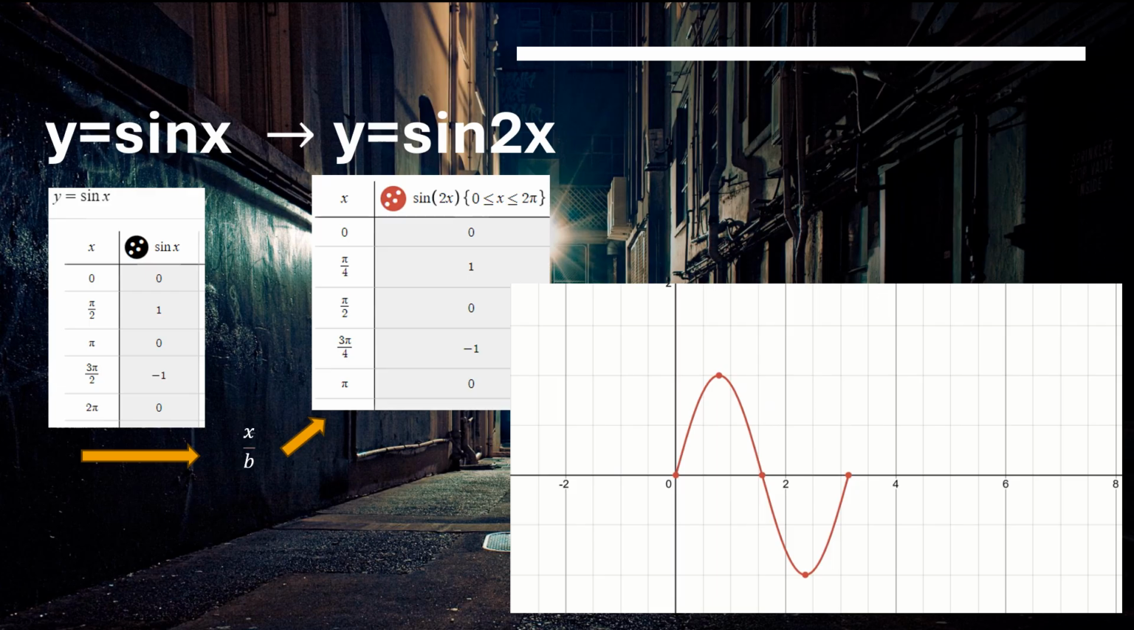Now what that's going to look like is you're going to find your 5 coordinates right here. You're going to take all of your x values and divide them by your coefficient, in this case 2. And when you divide all of your x values by 2, then you can fill in the rest of the sine wave. Those 5 coordinates are going to be our anchors.